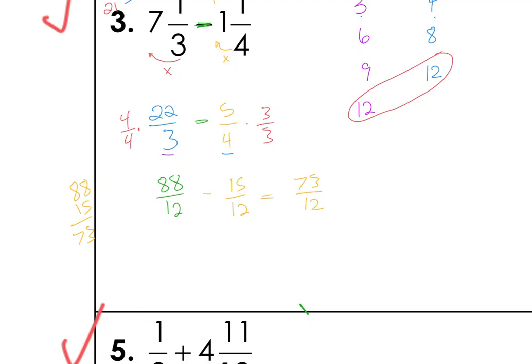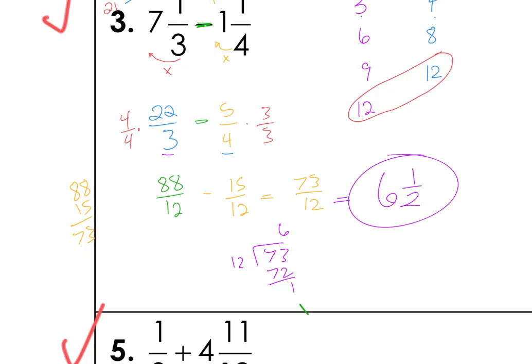That can't be reduced. It's not divisible by 2 or 3. Definitely not divisible by 4 or 5 or 6, 7, nor 8, nor 9, nor 10, nor 11. I think you get the idea. It doesn't divide. So I'm going to see how many times 12 goes into 73. Well, I'm really just going to multiply in my head, and it's 6 times. So this is 6 and 1/12.